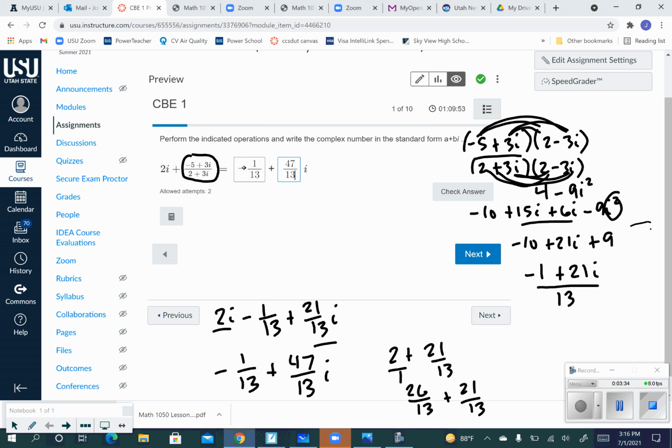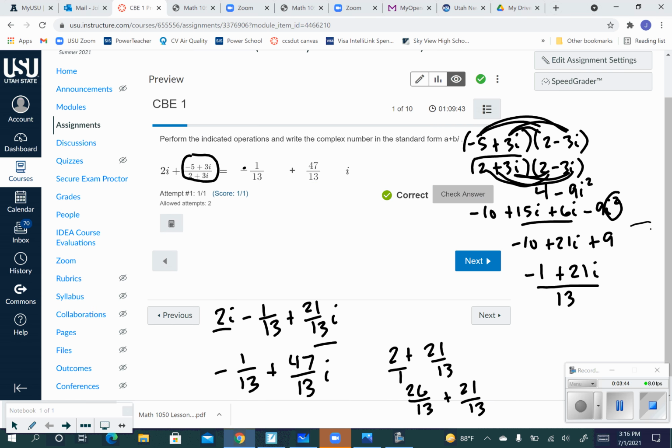Okay, double check our answer. Notice how the i is already there, so we don't have to worry about that. So -1/13 plus 47/13 i. Let's check our answer. And we got it right. Nice.